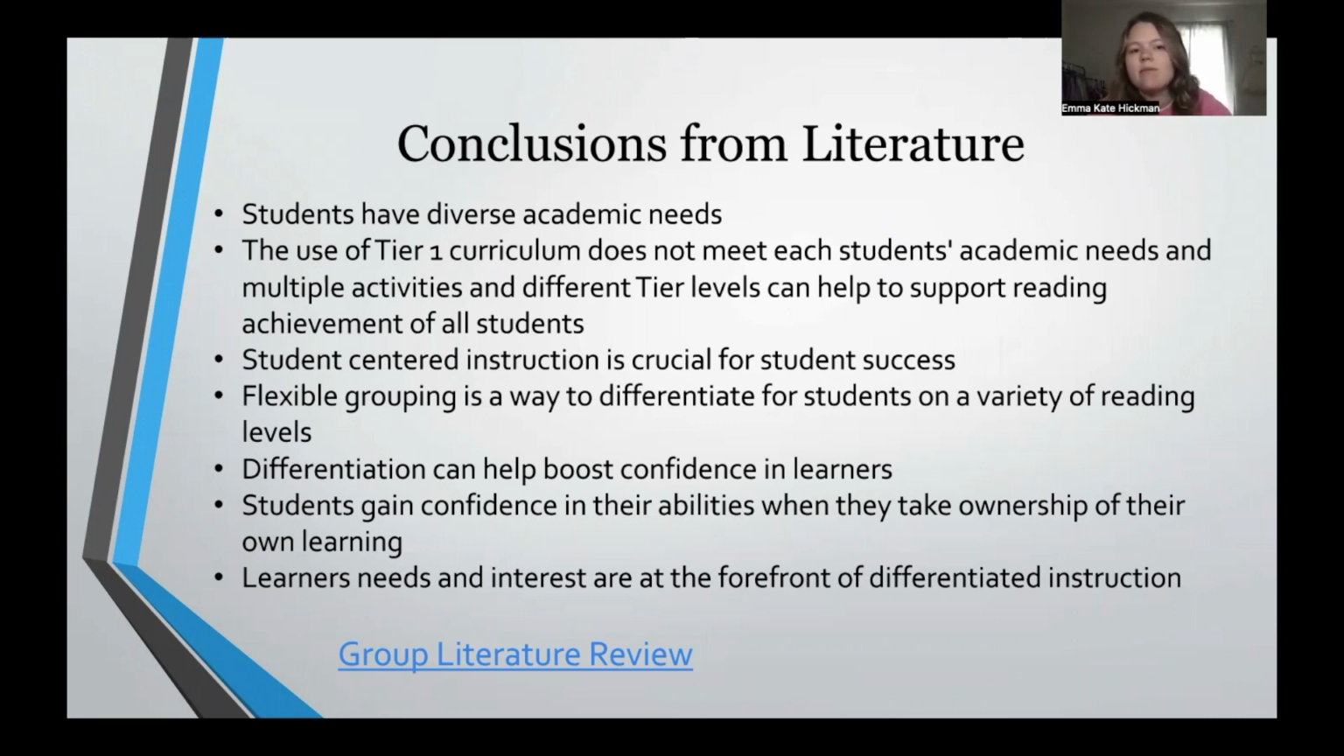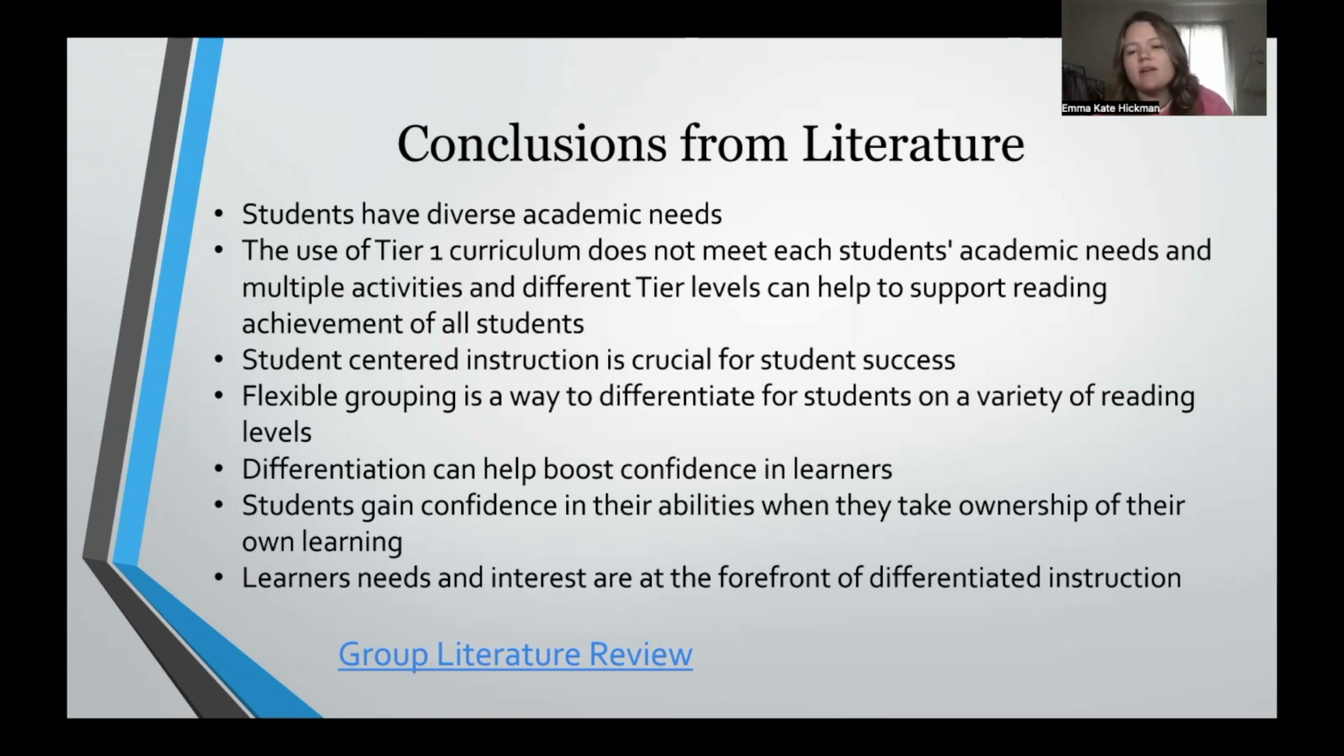The next point that we made is that the use of Tier 1 curriculum does not meet each student's academic needs, and multiple activities in different tier levels can help to support reading achievement for all students. Simply meaning that a lot of the curriculums that we use for reading instruction are Tier 1 based, and it's not meeting the academic needs of every single student. So that's what we came away with on that point.